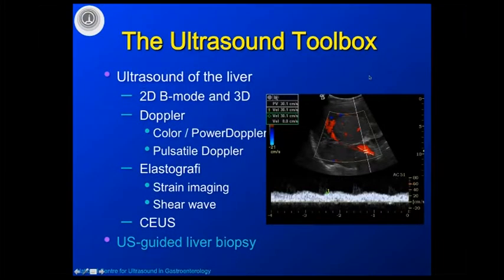And ultrasound is a fantastic toolbox, as most of you know. It's not only 2D, we can use 3D and 4D ultrasound, we can use color and power Doppler, we can use pulsatile Doppler. We have now elastography methods, both strain imaging and shear wave. And not least, we have contrast-enhanced ultrasound, which has developed to become clinically very important in many ways. And also we have guidance to many types of interventions using ultrasound.